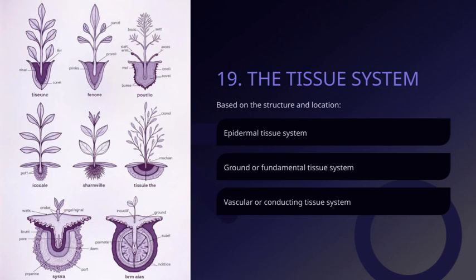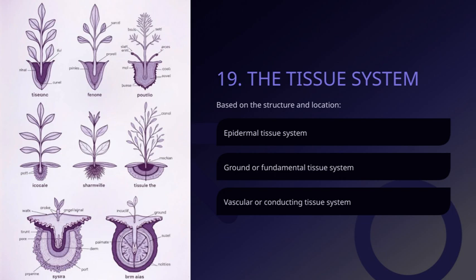Now let's take a closer look at the different tissue systems in plants. First, we have the vascular or conducting tissue system. This system is responsible for the transport of water, nutrients, and sugars throughout the plant. It includes structures like the xylem and phloem, which work together to ensure the plant's survival and growth.